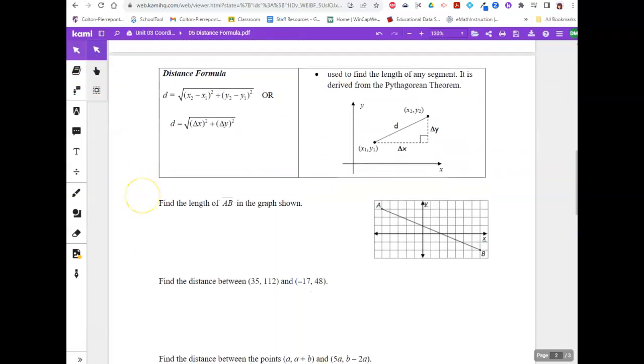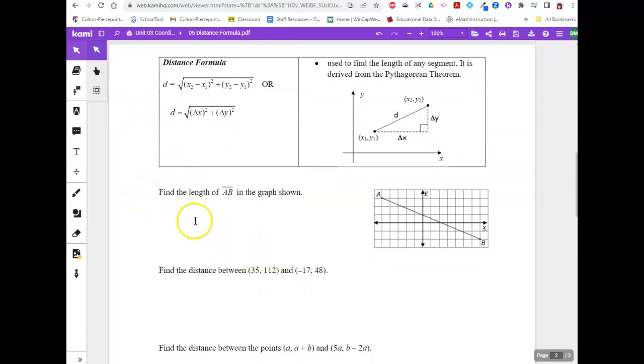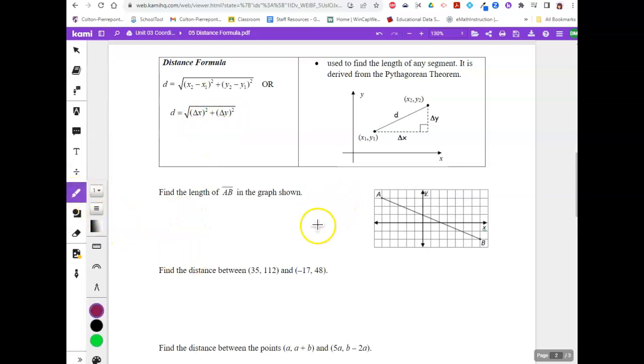So let's take a look at the distance formula, what it actually is. All right, the distance formula is the square root of x2 minus x1 squared plus y2 minus y1 squared, or delta x squared plus delta y squared. Now you're probably thinking, where did those values come from?